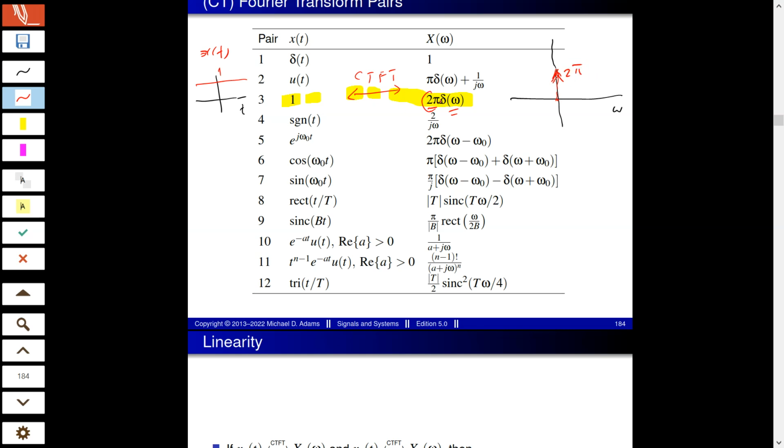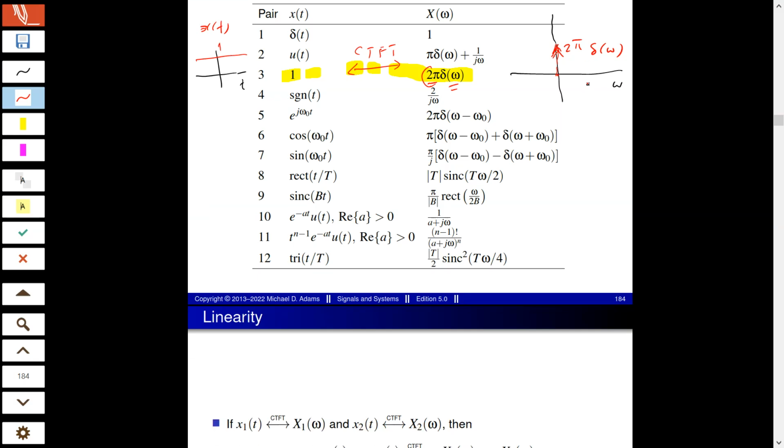Whatever constant you multiply, that will be the area. So you just write the area, 2 pi delta of omega, not just delta of omega, okay? So this is what you read from the property table. But there is more, okay? And I want you to write it just below it so that you can see.